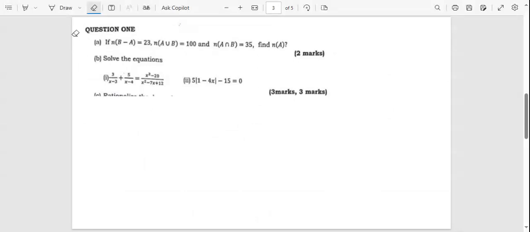Okay, so question one. If the number of B minus A, it means that you exclude A there. It's more like A is subtracting, is equal to 23. Then the number of A union B is equal to 100, and the number of A intersection B is equal to 35. Find the number of A.